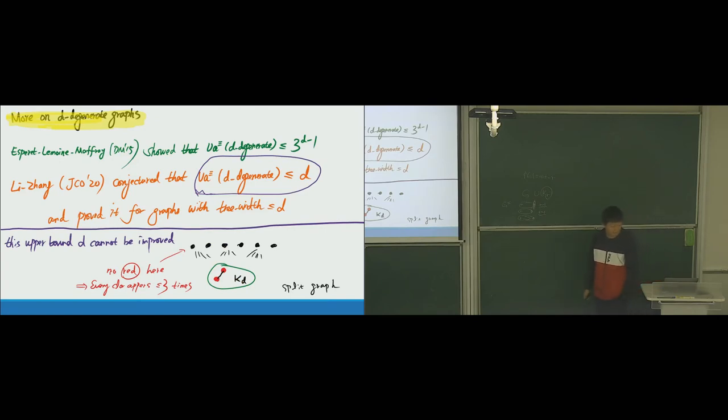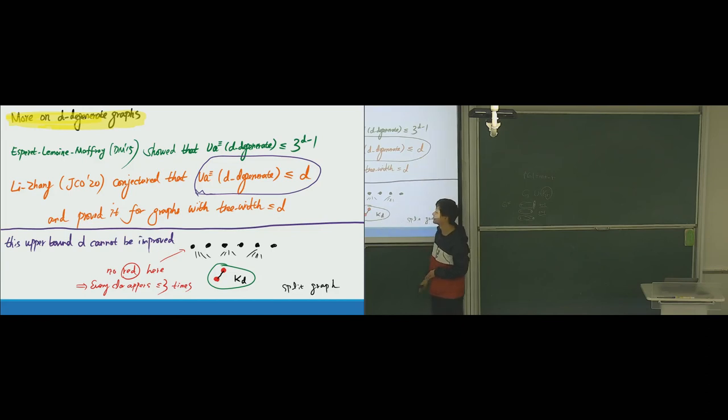We can see something more about this graph. Again, experts and some others proved that for any D degenerate graph, this number is at most three power like this. And recently we conjecture that this upper bound can be improved to D, and we want this result to hold for graphs with tree width at most D, because this is a special D degenerate graph. And if this conjecture is right, then this upper bound D is sharp.